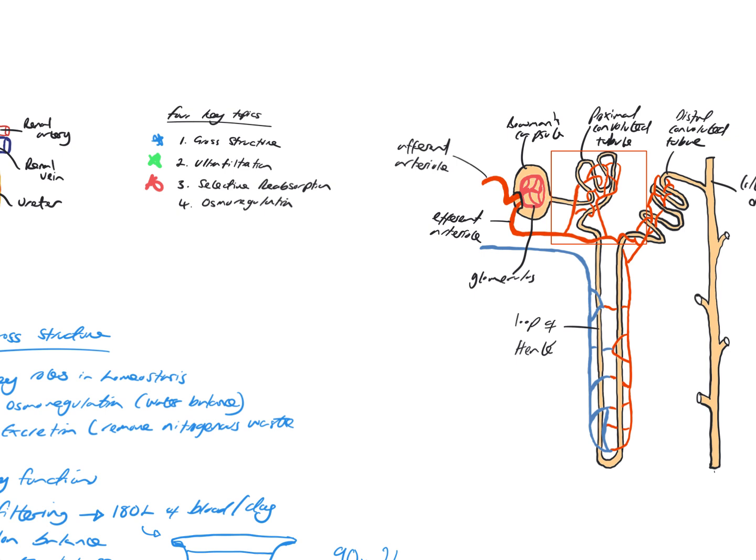So we need to have a look at the cells that exist here at the proximal convoluted tubule, and we need to look at exactly what is happening. This is the site at which we're going to, by the end of this tubule, have reabsorbed all of our glucose and all of our amino acids and a small amount of your H2O, your water.